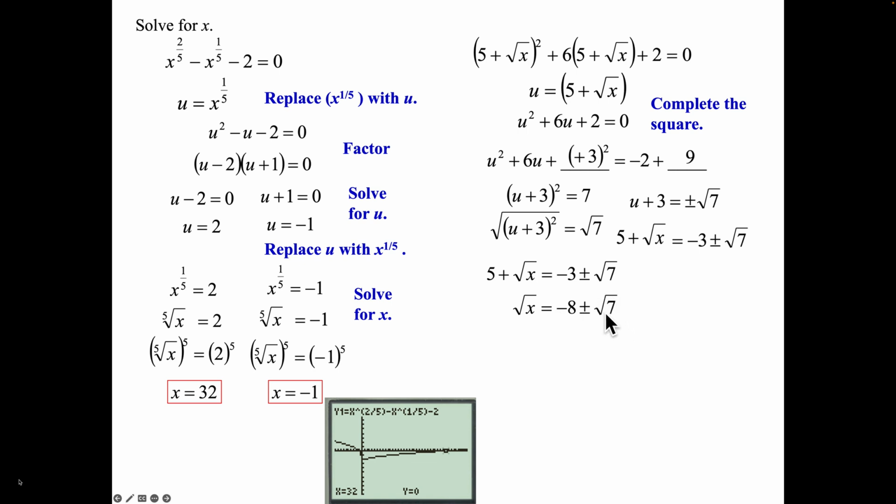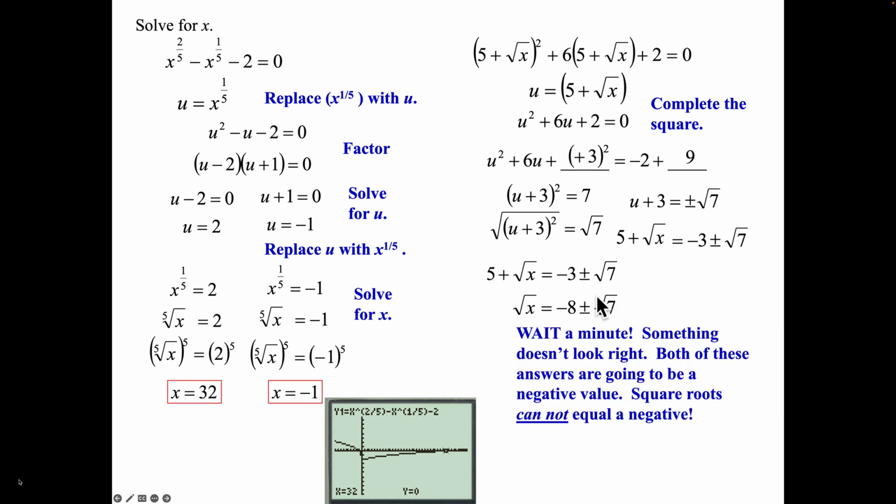The square root of 7 is somewhere between 2 and 3. So if we just round it up to a 3, negative 8 plus 3 is negative 5. Negative 8 minus 3 is negative 11. There's no way that these are going to be positive. So in this case, there is no solution. If we were to graph it like we did the previous problem, we type this into y equals, this graph will not cross the x-axis.